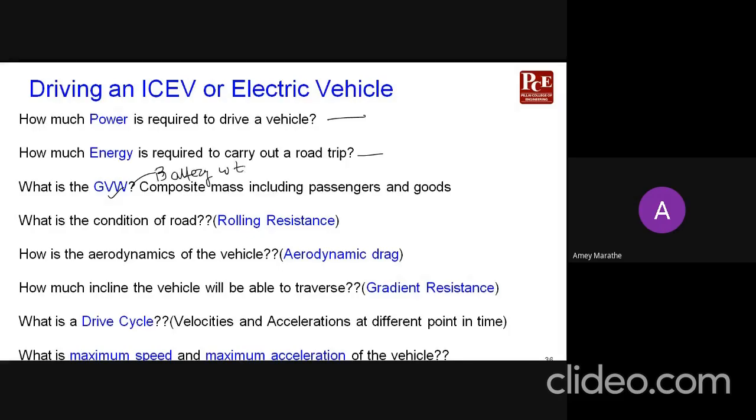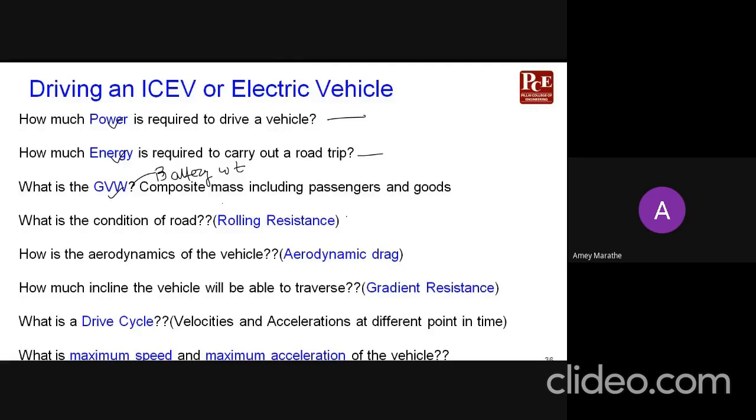And to include the battery weight, you should know what is the power which is required from the battery and how much energy you require from the battery. So till the time you don't design the battery pack, you cannot talk about gross vehicle weight. Then what is the condition of the road?